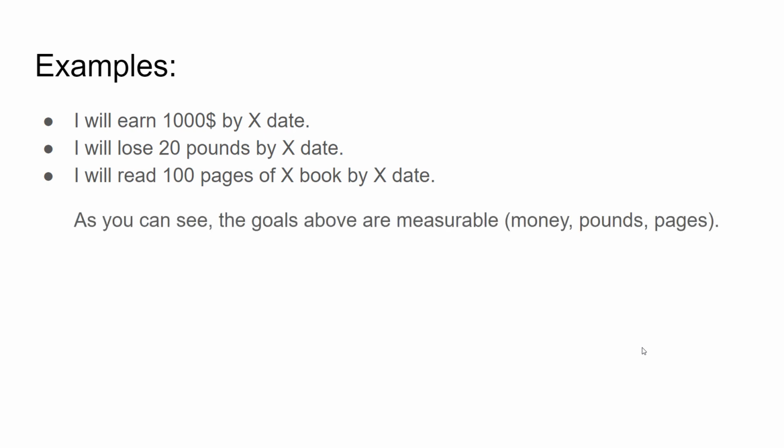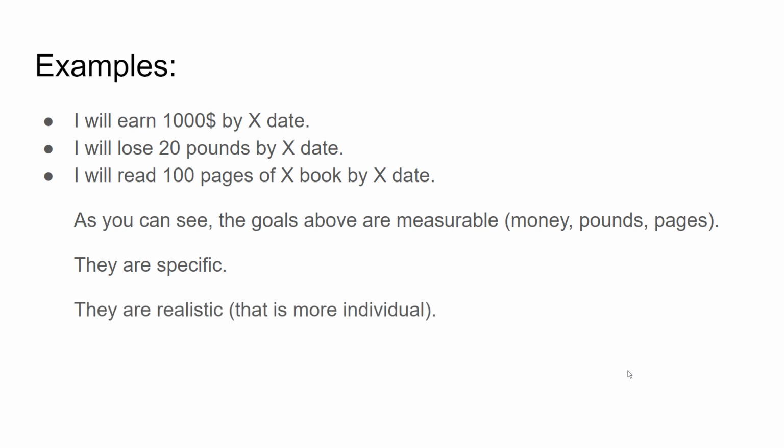So as you can see, the goals above are measurable. They either measure money, pounds, pages. You can track if you're making progress or not. They are specific, they are realistic, and that is more individual to each person because each person knows a certain measurement of what he can achieve in a certain time, and they all have a deadline.